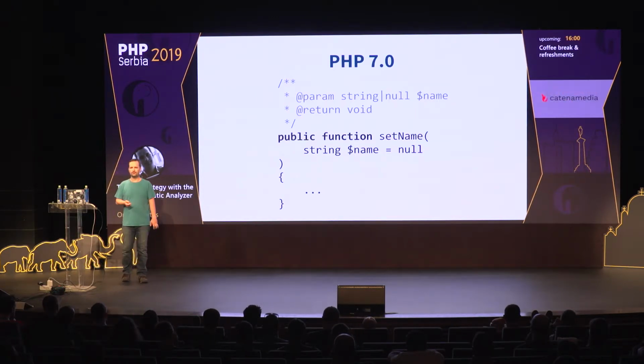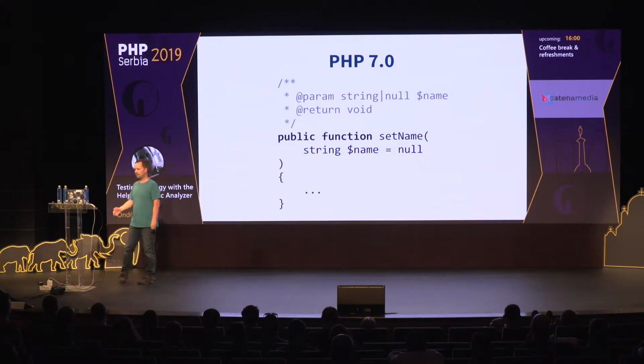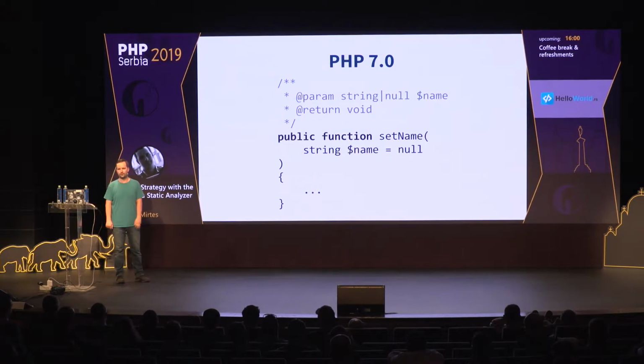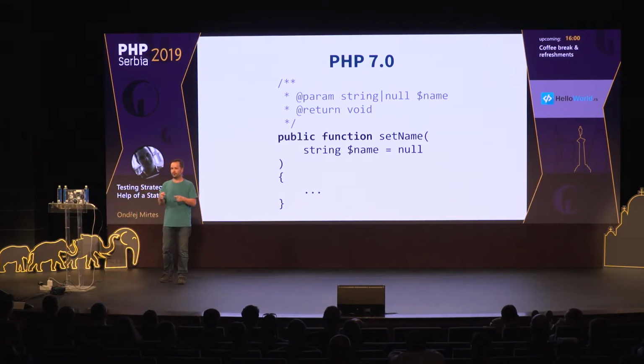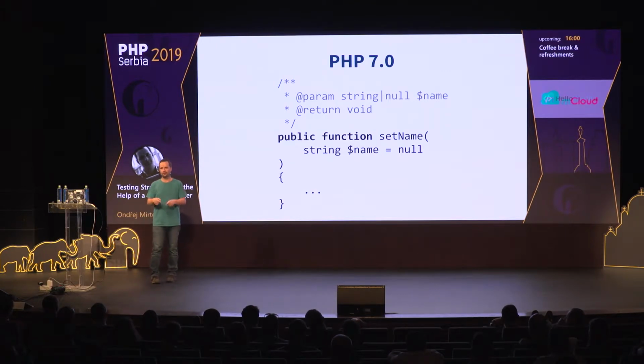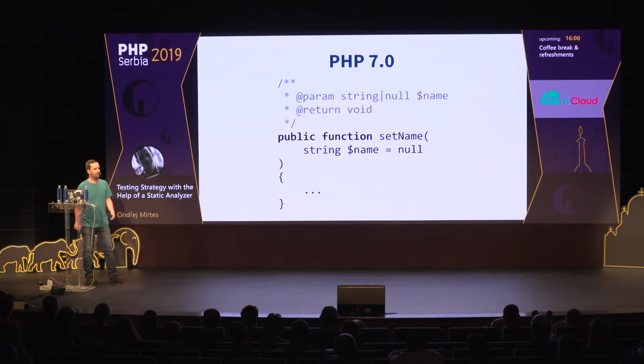So if you upgrade to 7.1, you are able to make these calls make much more sense, because if you want to remove a name from an object on 7.1, you will have to call it with the null argument, which makes much more sense: setName null instead of setName with just parentheses. And also you can write nullable return type hints.